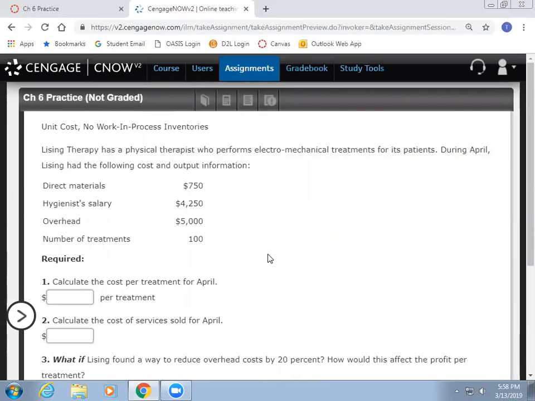This next one is just looking at no work in process inventories and dealing with unit costs. So we're just doing kind of an easy one on this one. It says, Lysine Therapy has a physical therapist who performs electromechanical treatments. What does that even mean for its patients? Electromechanical. That's kind of scary. During April, Lysine had the following cost and output information. So drug materials were $750. Hygienist salary was $42.50. Overhead was $5,000, and they did 100 treatments.